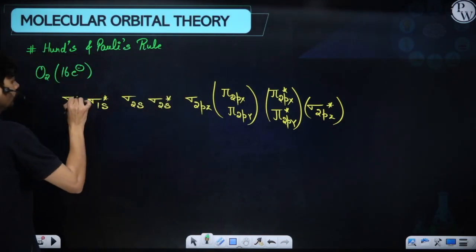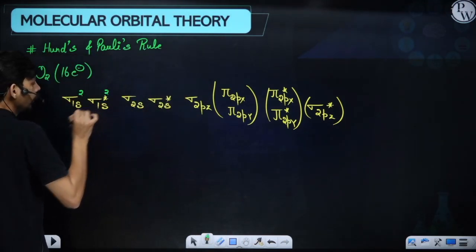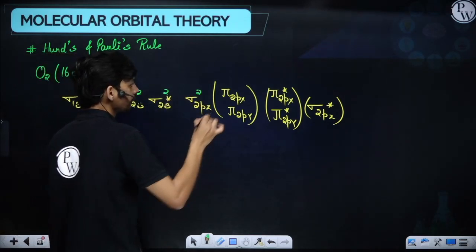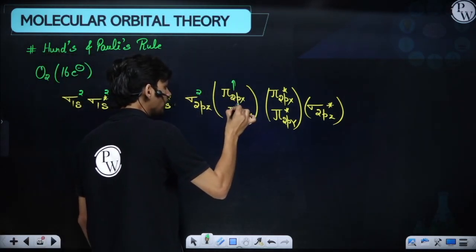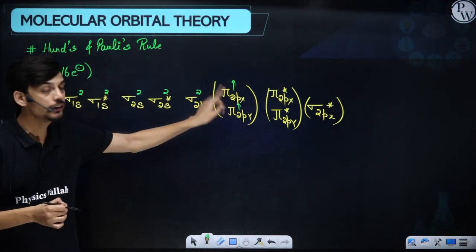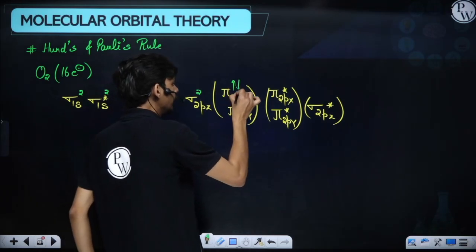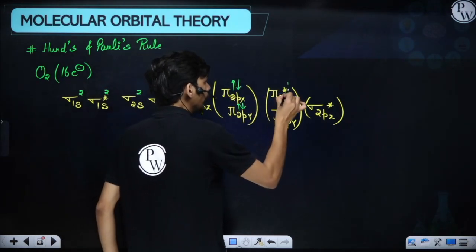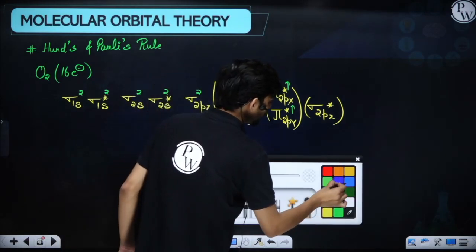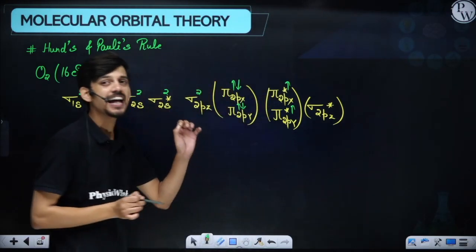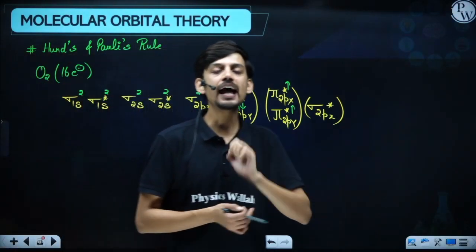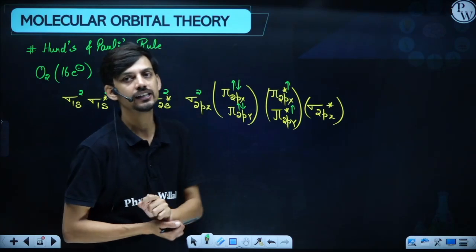Now 16 electrons will be filled: 2 electrons, 2 more, 4, 6, 8, 10, 11, 12, one electron first, then 13, 14, then 15, 16. So using this energy order, you can do the configuration of any diatomic molecule having 20 or less electrons.